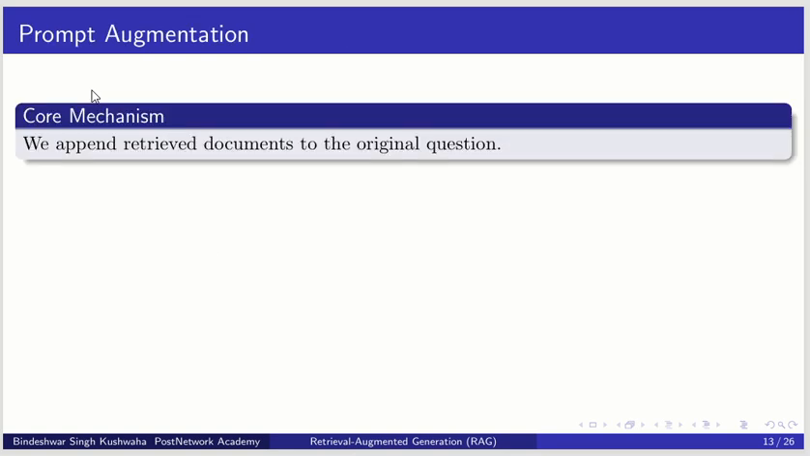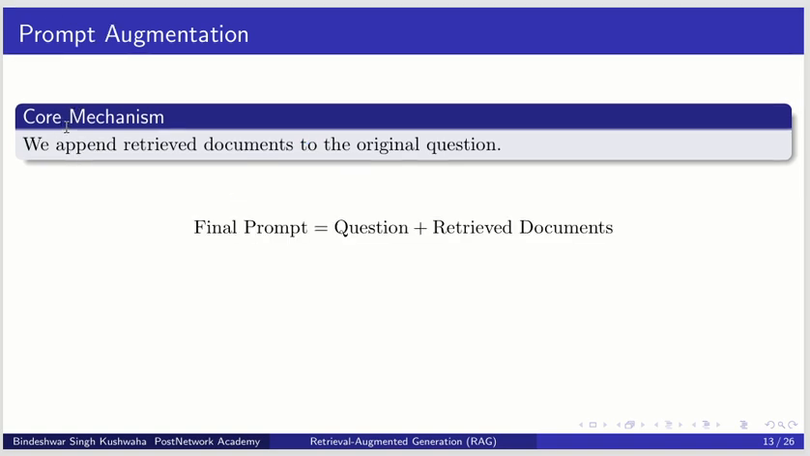Now, what is prompt augmentation? We append the retrieved document to the original question. That is basically the prompt augmentation that I was discussing. What would the final prompt be? The question and the retrieved documents from the database. Both are combined and sent to the LLM.